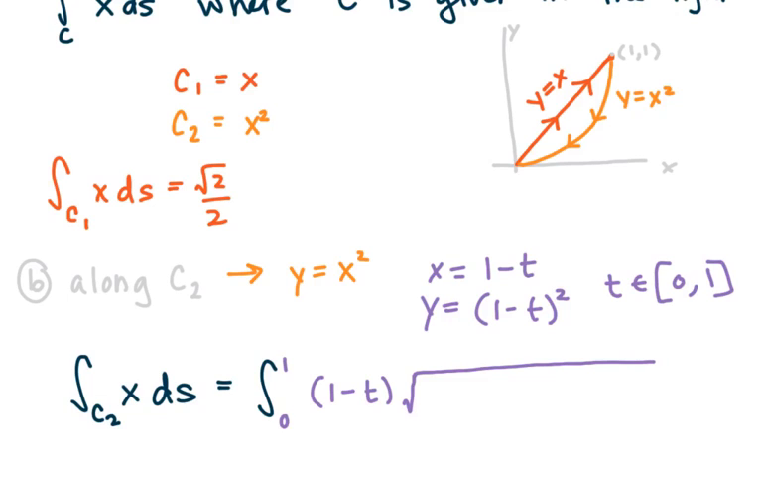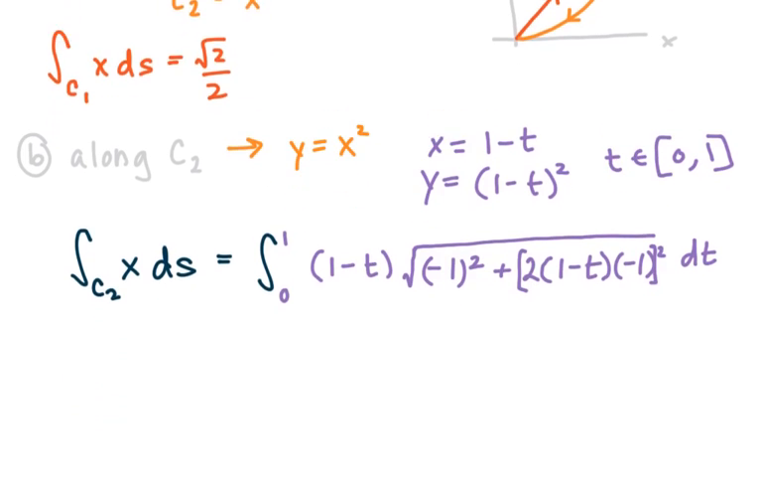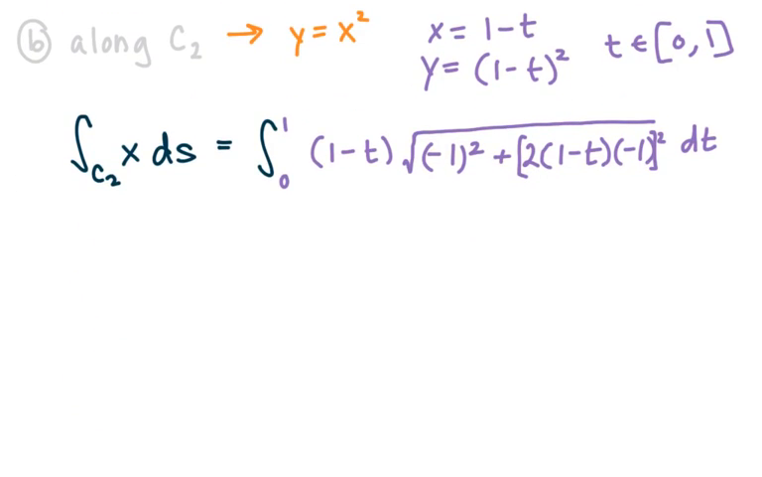I'll write this out. So we've got the square root, we've got -1 squared plus my derivative here, I'm going to say 2. So I have 2 times 1 minus t to the first, and then by the chain rule, we'll have a -1 dt. And that second derivative there, all of that needs to be squared. All right, so make sure you understand how I found my x and my ds value. So let's clean this up and solve this piece.